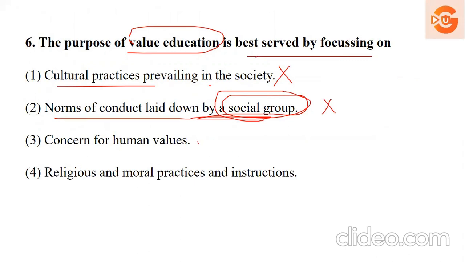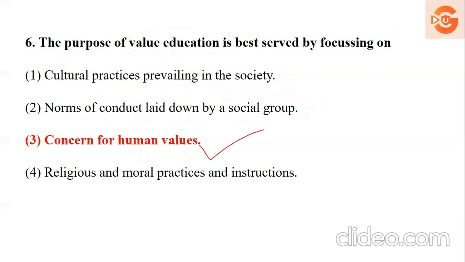Concern for human values, yes this is it, because we have given a lot of importance to human values in value education. For example, honesty, respect, faithfulness, worth. So this talks about human values. Religion and moral practices, no, because we have so many religions, so it does not focus on one religion or one aspect. As I said, it is a secular place, so it takes into consideration every part. So this is also not. So your answer for the question is option number 3, that is concern for human values.